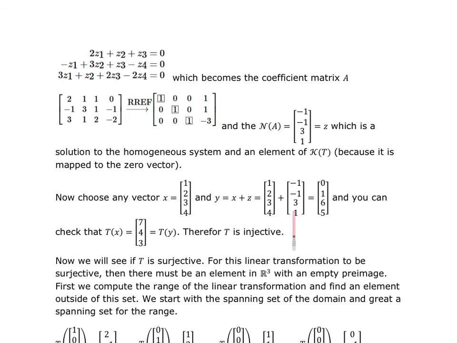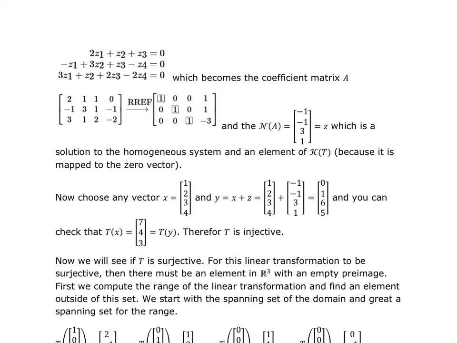Now, this is how I defined y. I defined y as being my x plus my z, my kernel. And so here's my kernel. And I have 0, 1, 6, and 5. That's my y value. That is my y vector. And if I put these 0, 1, 6, 5 into this, not the homogeneous part, I should also get the 7, 4, and 3. So we see that this is injective.